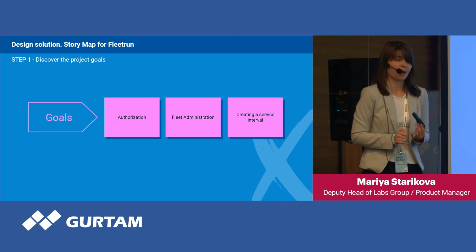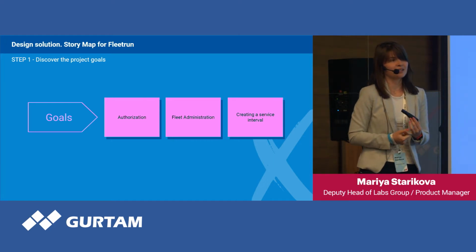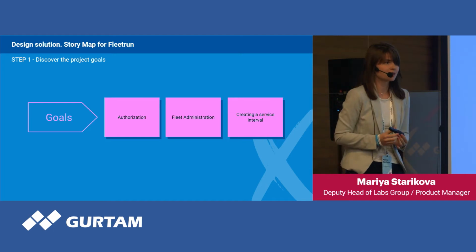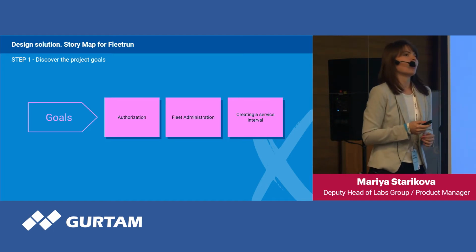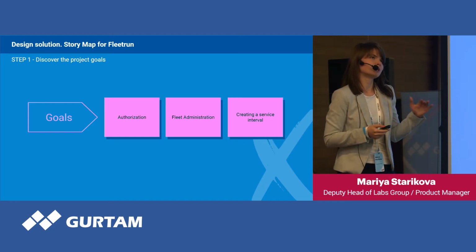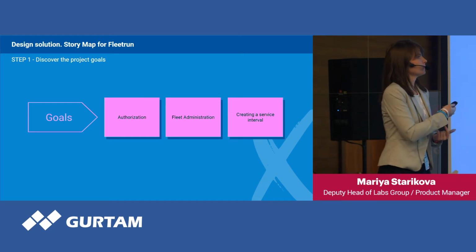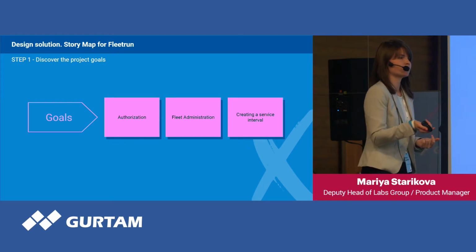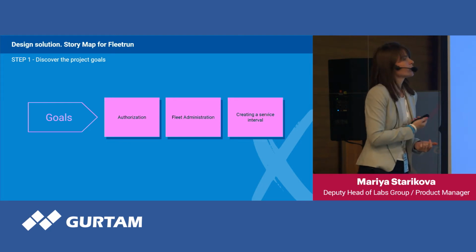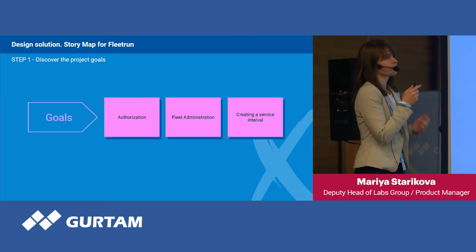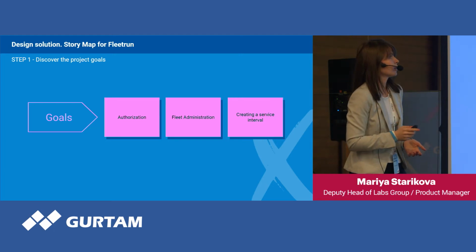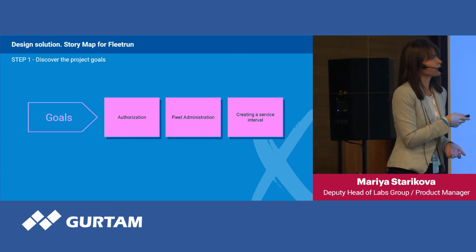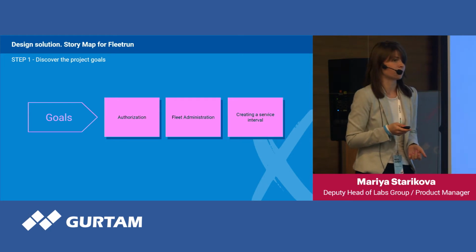It is story map. A story is basically one small step in a system that a user does. It consists of a couple of levels, and the first level is goals. These are user goals that they try to achieve. If you look at the story map of Litron, these are some examples of the goals: authorization, fleet administration, creating service intervals.